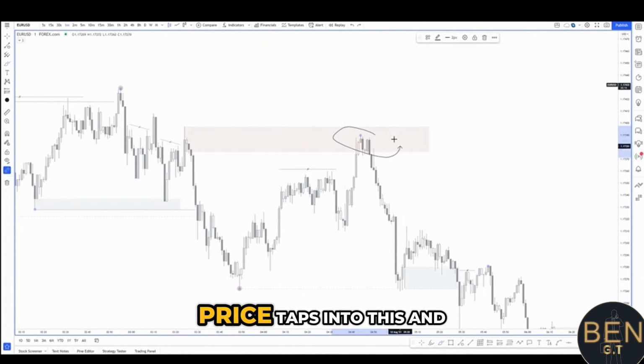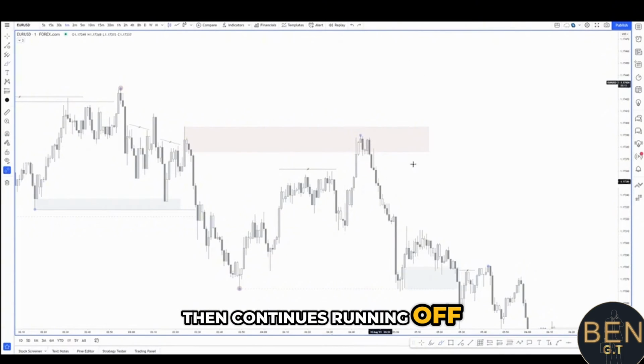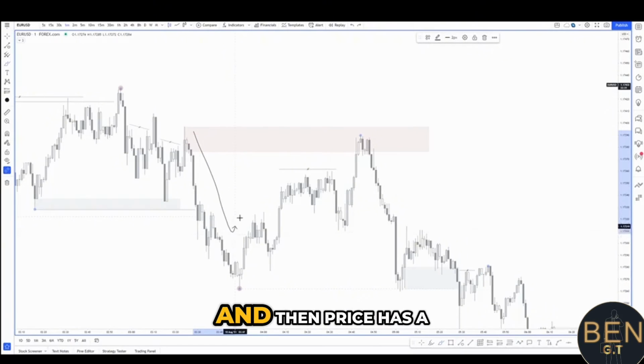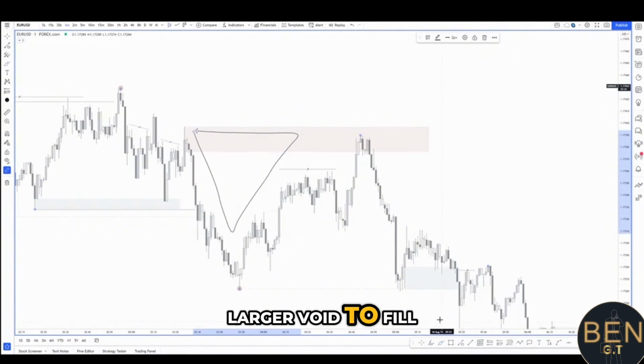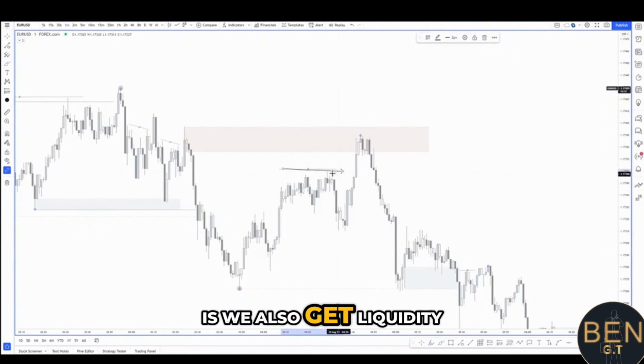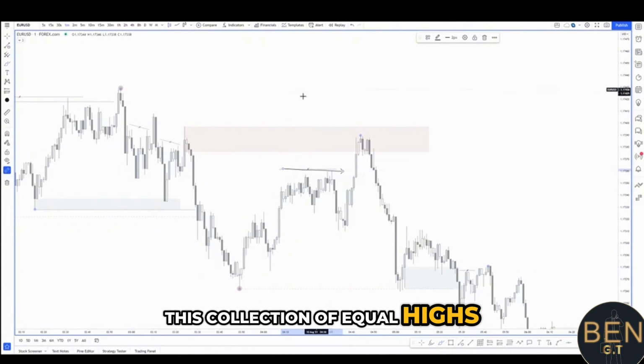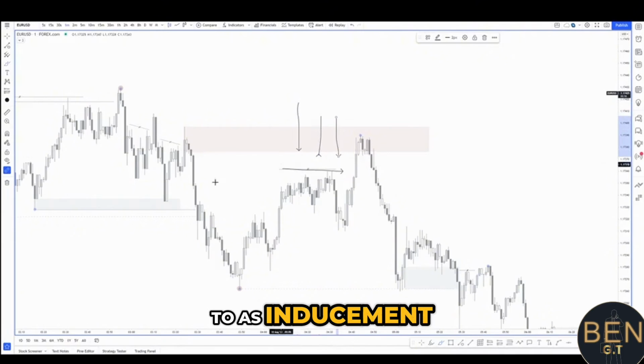And as we can see, price taps into this and then continues running off. And adding on to the liquidity concepts as well, we get a strong move away, and then price has a larger void to fill. And what we can see is we also get liquidity that's created. We have these equal highs, this collection of equal highs.